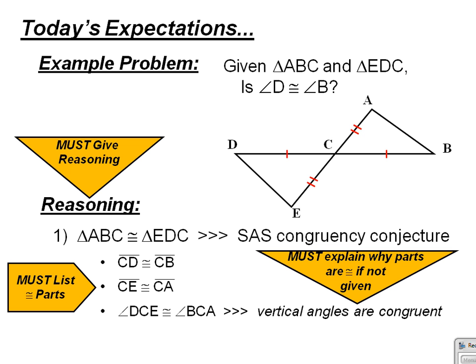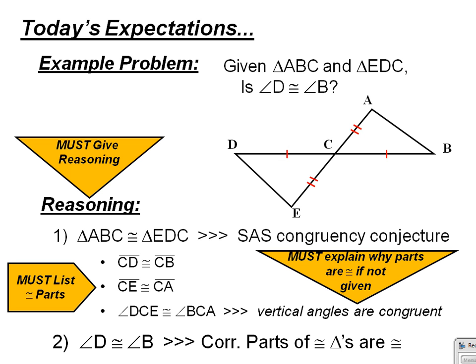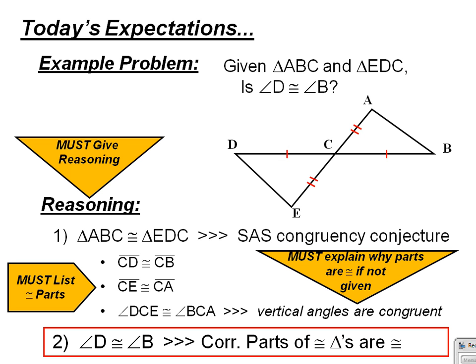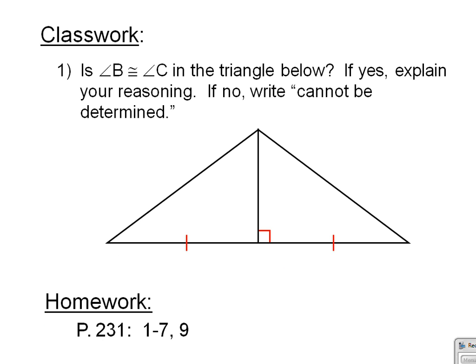Now, once you have thoroughly reasoned that the triangles are congruent and why, then you can finish with the following statement, that angle D is congruent to angle B, because now that we've proven that the triangles are congruent, we know that the corresponding parts of the congruent triangles are also congruent. Thus concludes today's lesson.